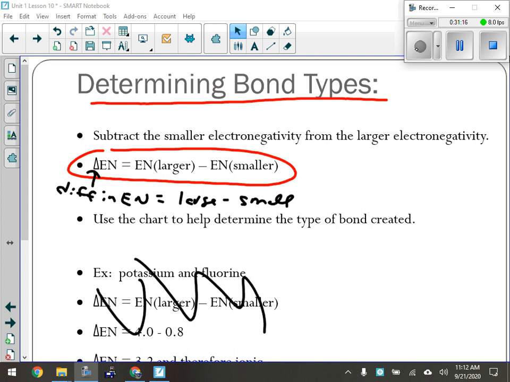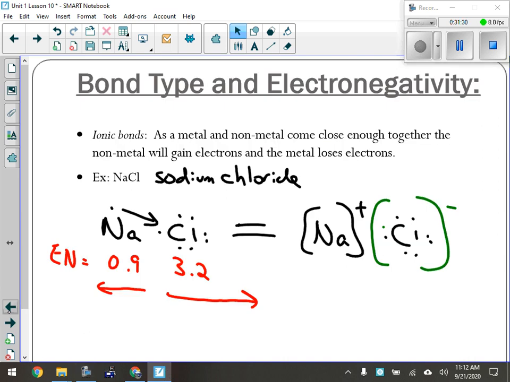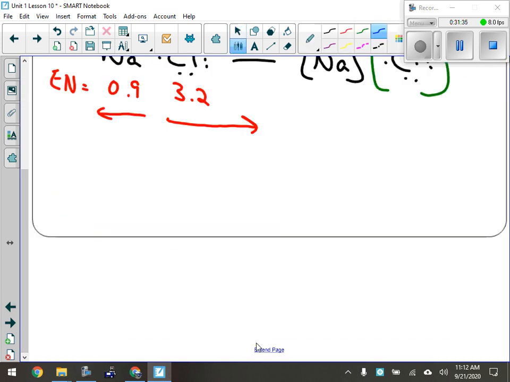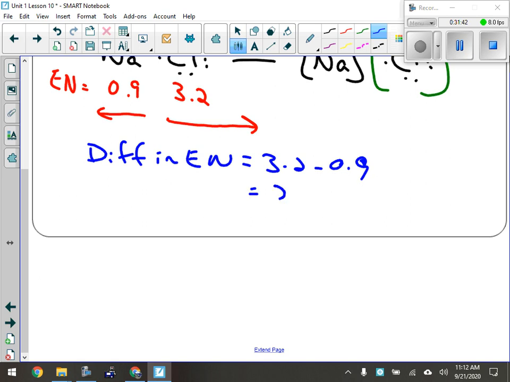Now, let's go back to our examples. I know there's some down here. We could do those as well. But if you think of any metal and non-metal and you subtract the difference, that'll tell you that, for the most part, it's ionic. Let's go back to our examples here. If we're trying to find the difference in electronegativity, we would take 3.2 minus 0.9, and that's 2.3.